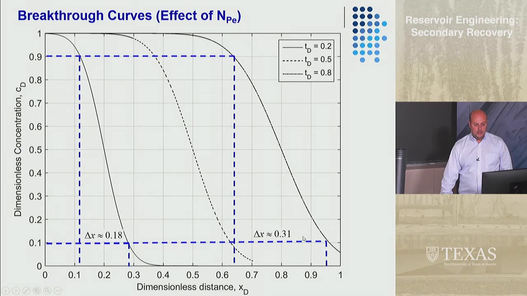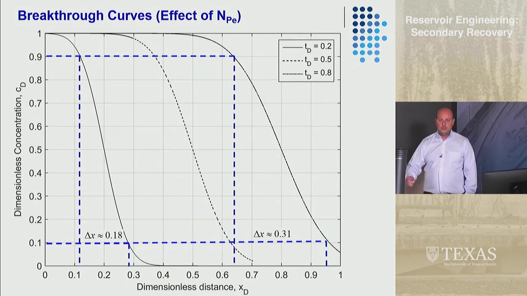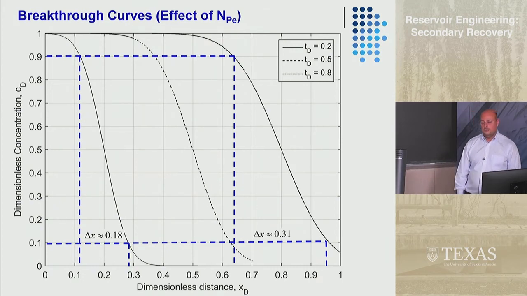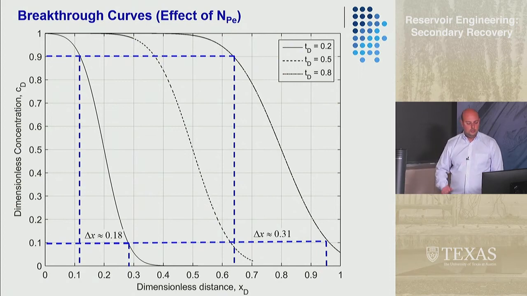Now, if we go to a later dimensionless time of 0.8, then I can see that C_D equal to 0.9 occurs at about 0.64, and when C_D is equal to 0.1, it occurs at about 0.95. 0.95 minus 0.64 is 0.31. So this mixing zone, delta x, is bigger than over there. And if we were to plot delta x versus time, we would see that it was proportional to the square root of time. So actually, maybe what we would do is plot delta x versus the square root of time, and we get a nice straight line.